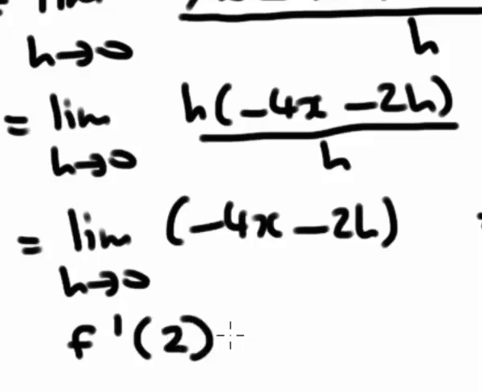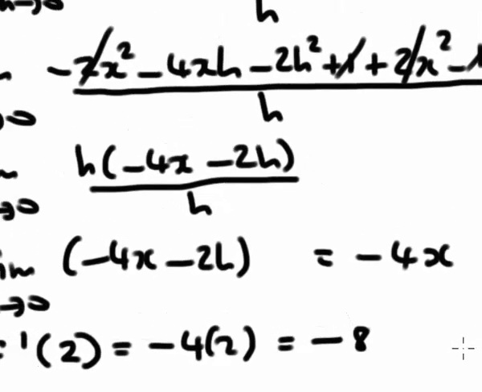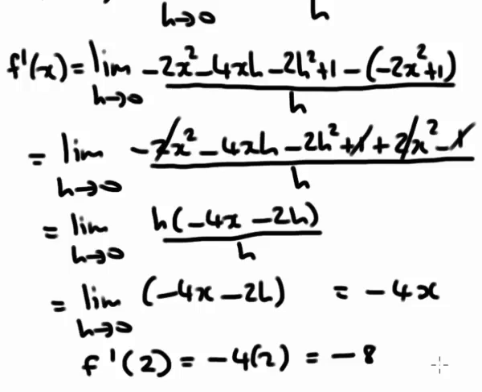So the gradient at 2 would be negative 4 times 2, which is negative 8. That is your gradient of that parabola from first principles. And there we've got it. Okay, so this is the concept of first principles. They always ask you one of these in the exam, so make sure that you know how to do this.